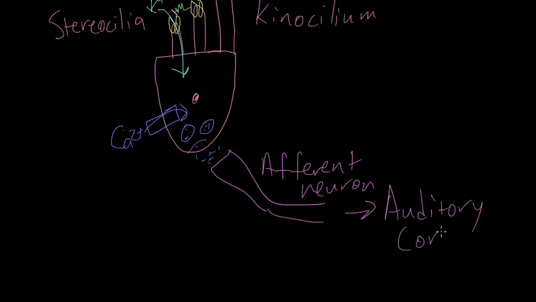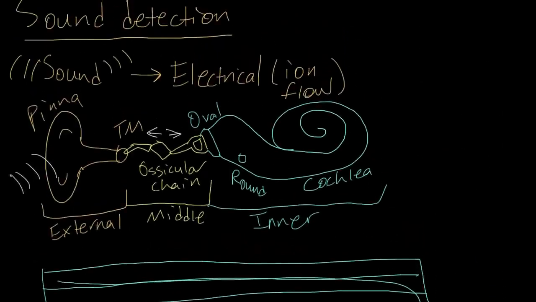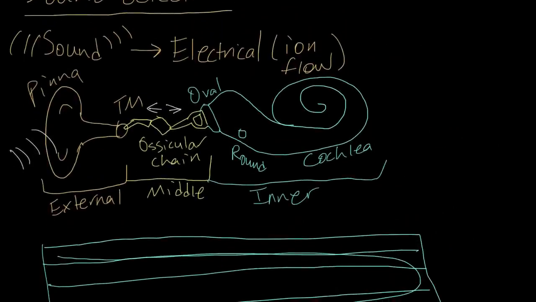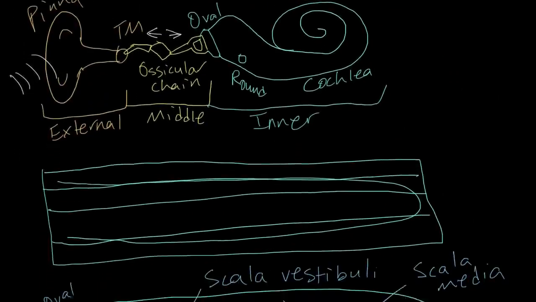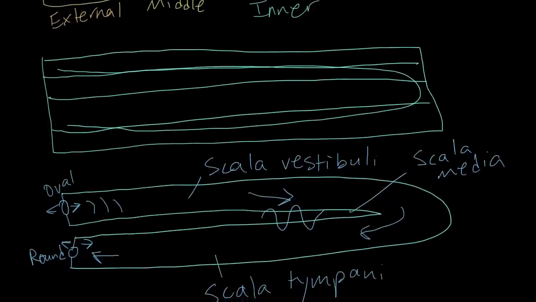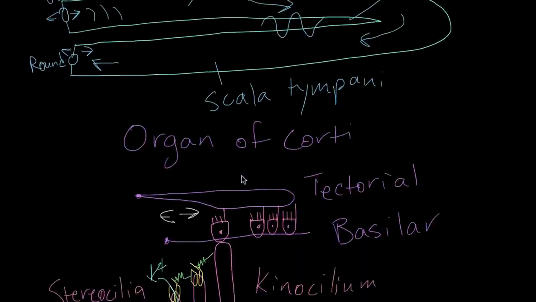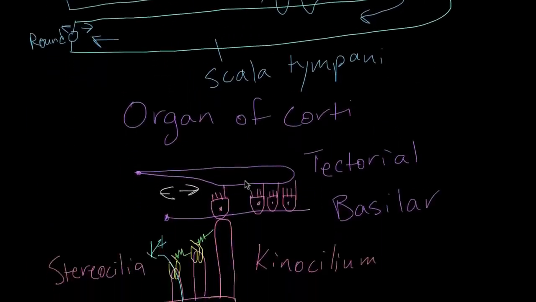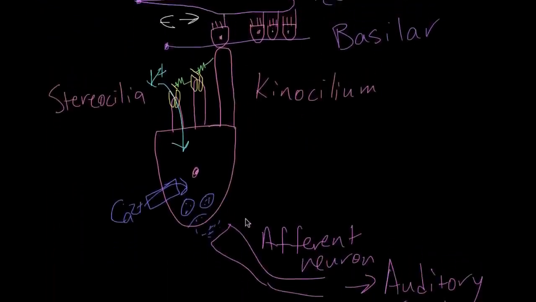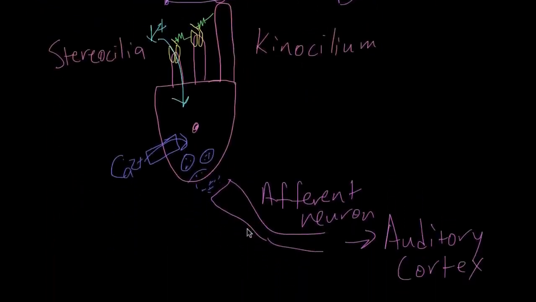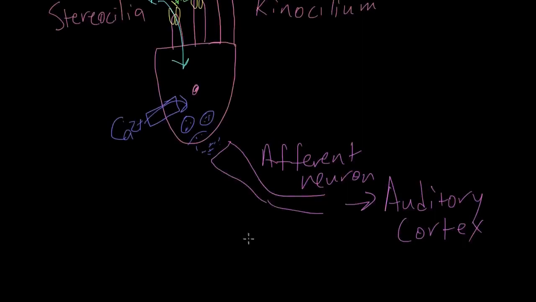And so now you see how the ear was able to convert sound, which is a mechanical wave, capitalizing on its ability to cause things to vibrate, to vibrate the organ of Corti, which converted it into an electrical signal that could be then recognized by the brain.